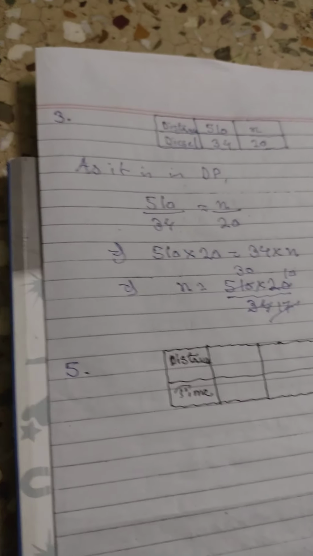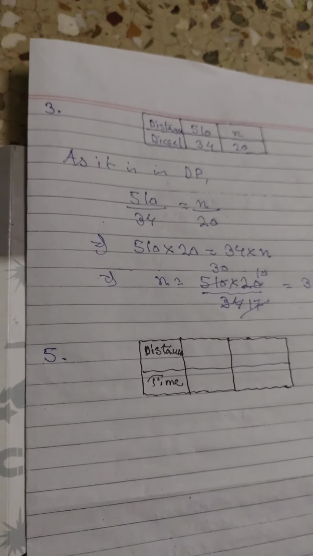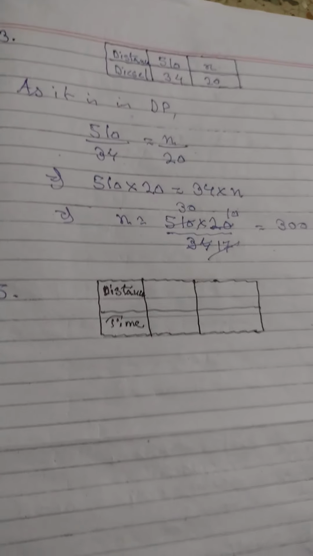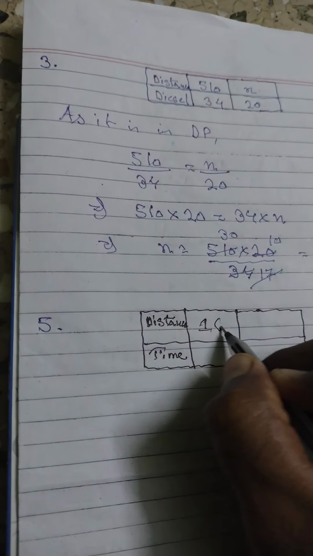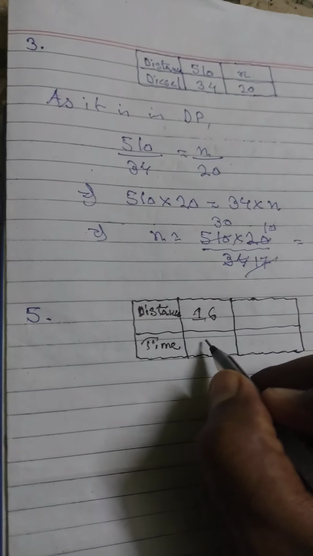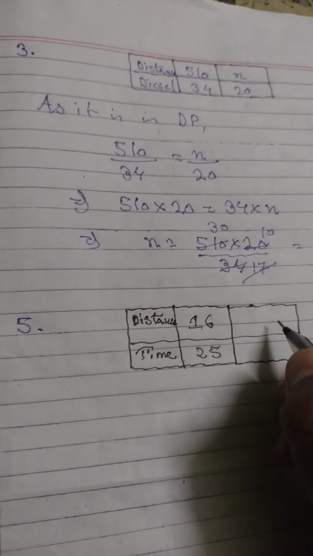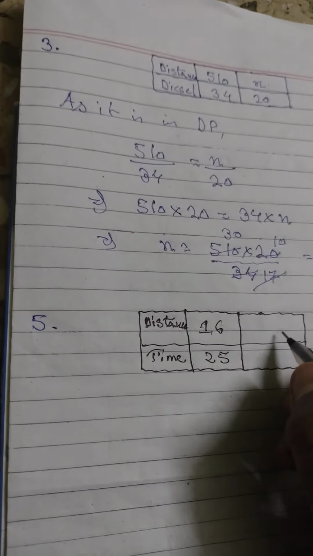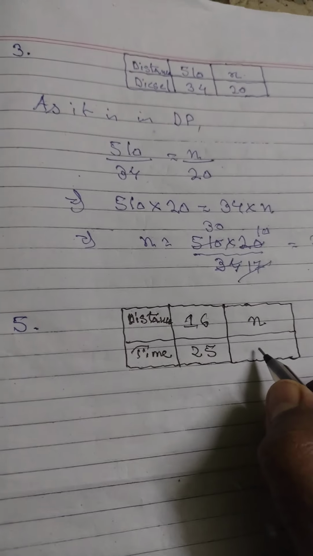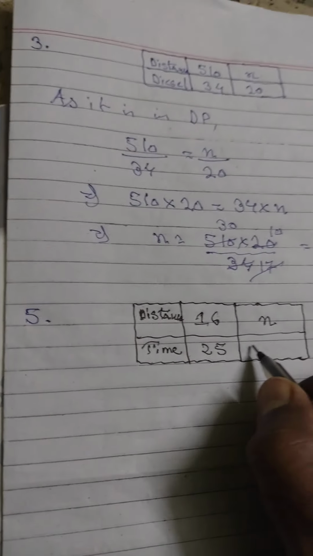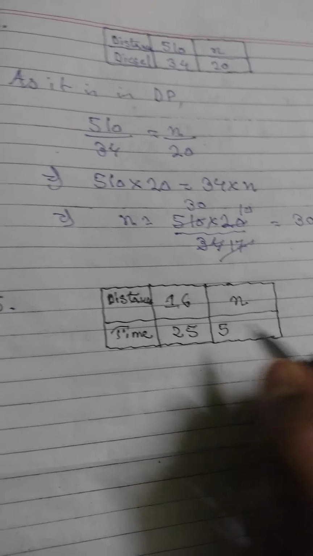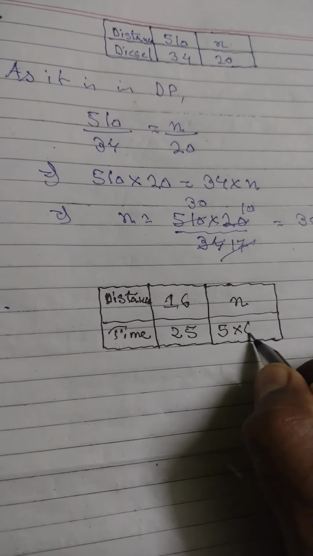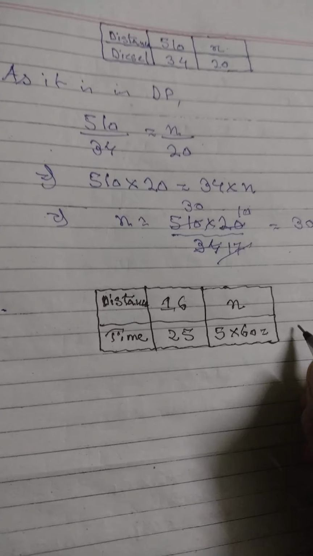Now see, in the question the distance is in kilometer and the time is in minute. Okay, so you must pay attention to the units. So I am writing here 16 and here 25. Now distance again will be x and time is given 5 hours. See here 5 hour is given, but here it is in minutes, so I will multiply with 60, that is 300.